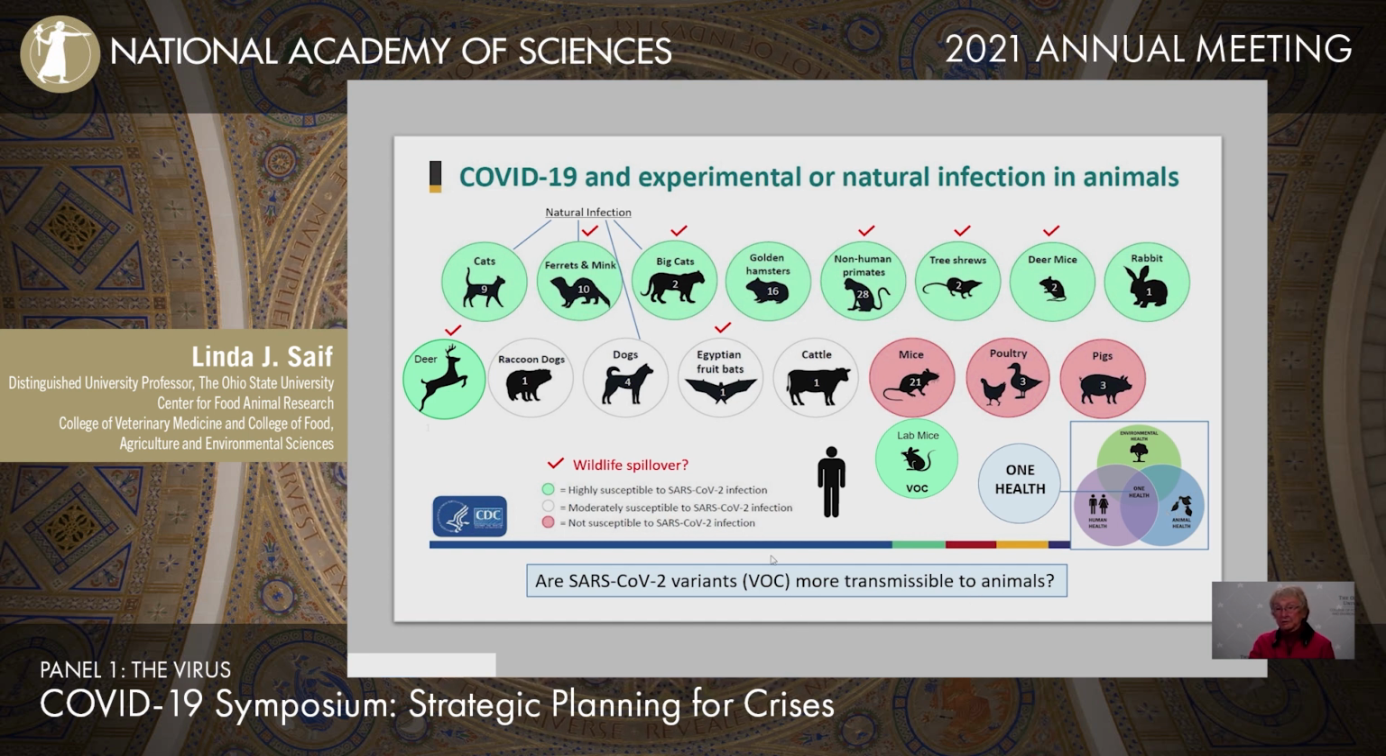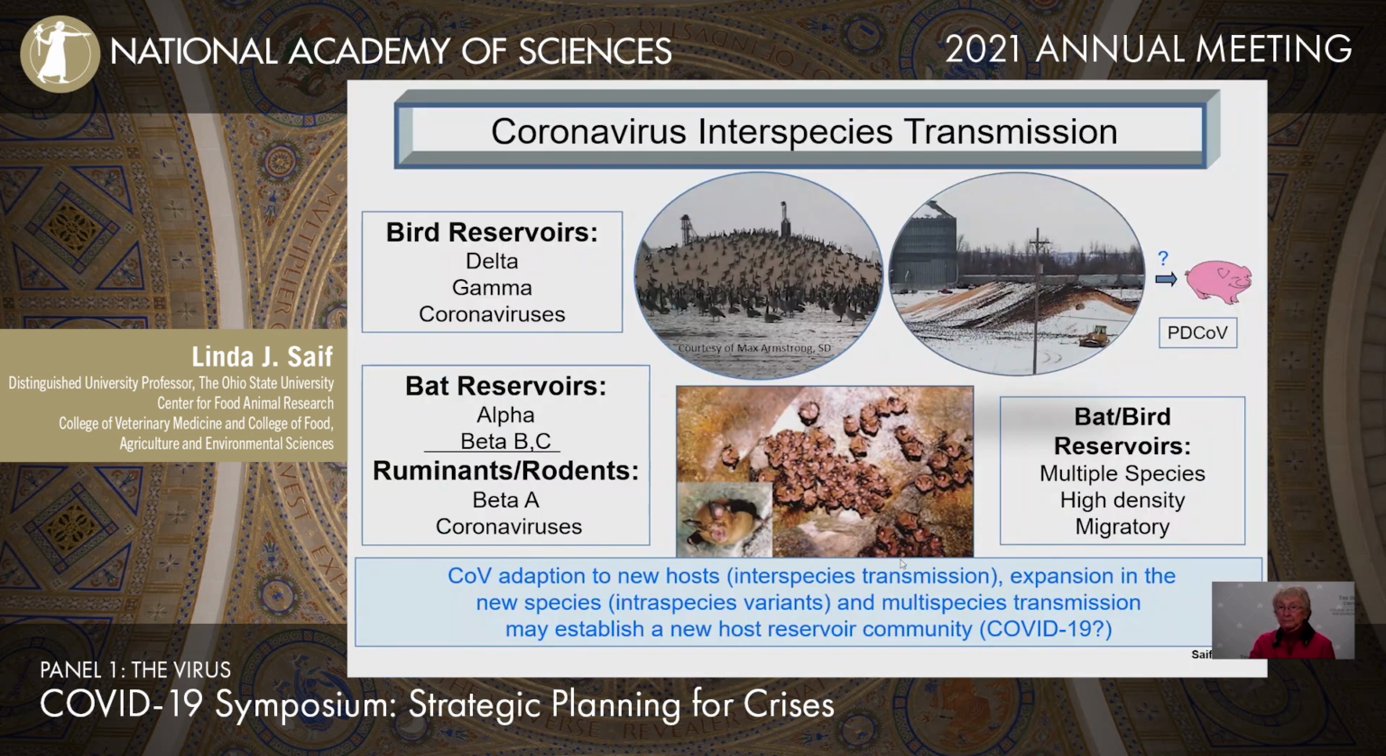So the question here is, are the SARS coronavirus 2 variants more transmissible to animals? Finally, to conclude, in terms of coronavirus interspecies transmission, we have bird reservoirs for Delta and Gamma coronaviruses. In the Midwest, we have these large open feed bunks with corn, and we often see congregating birds here. These are Canadian geese in large flocks. These are starlings. And this corn then is fed to livestock, including swine, and the concern is whether this could lead to a spillover event of the porcine Delta coronavirus from birds to swine.